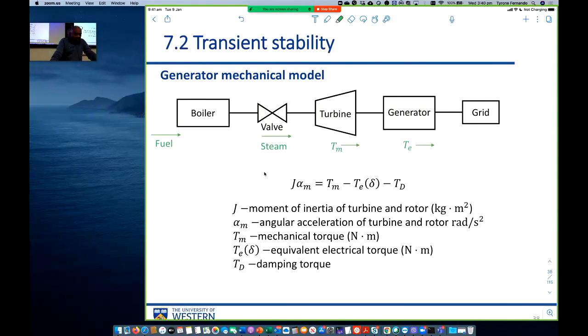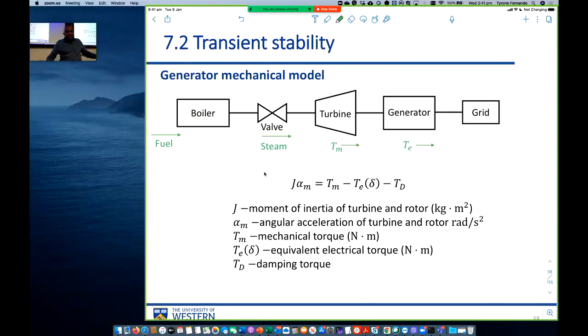And then this steam will pass through a valve into a turbine. And it will spin the turbine. And the turbine will output a mechanical torque. Right? Because the turbine is rotating, it outputs a mechanical torque, which is connected to a generator. So you have a mechanical input into the generator, which will then produce electricity. So it will provide an electrical torque.